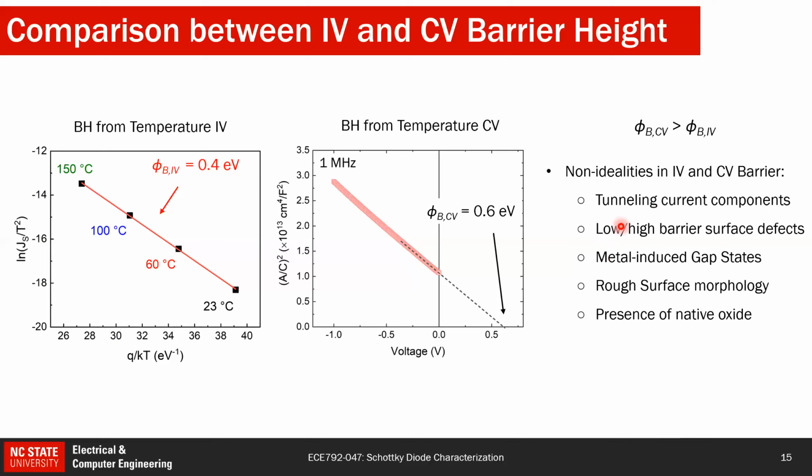Such as in IV, there may be some tunneling components, and because of that, you actually measure lower than what you actually have. And the other non-idealities, such as you may have a non-ideal or non-uniform barrier, and then there are some metal-induced gap states. And because of sometimes rough surface, you see different field crowding, and because of that, you can see different barrier height. And also, normally in CV, the extra barrier height will come because of the presence of native oxide. And I will discuss a few of these in upcoming slides, so then you can have a better understanding.